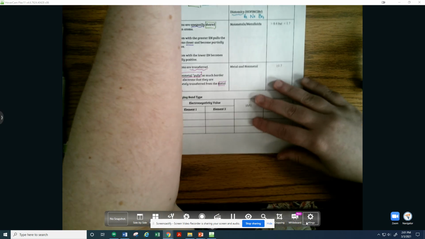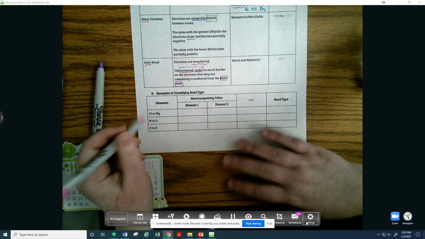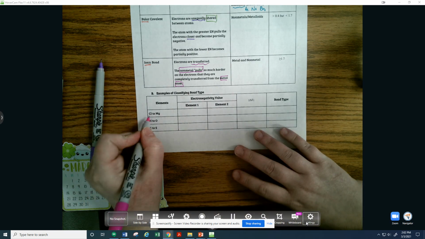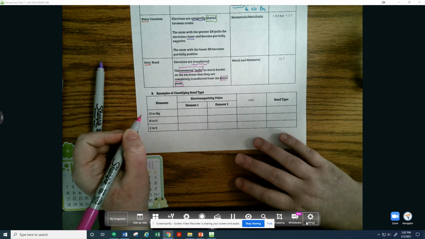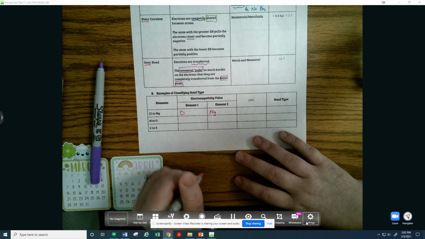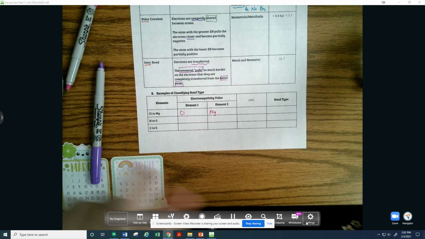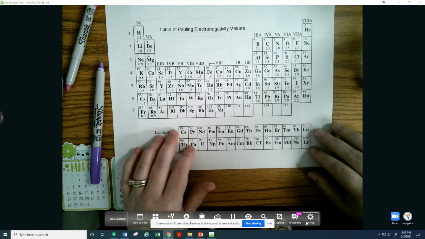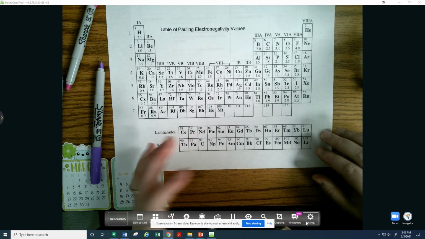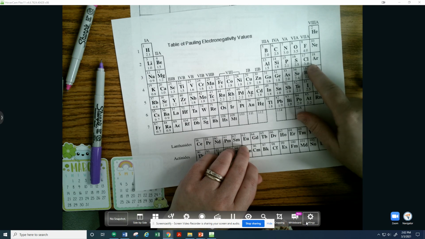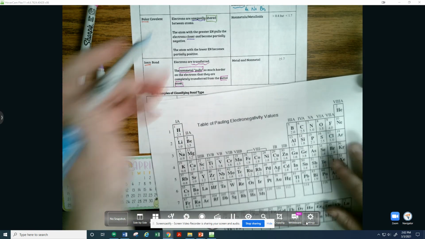So if you were to look at the type of bond that would form between two specific elements, what you see here is we have Cl and Mg. What we need to know about each of them is their electronegativity. And so I have a periodic table for you that has just their electronegativity values on it. That's all we're going to use this for. And so if you take a look, chlorine has a value of 3.0 and magnesium is 1.2.